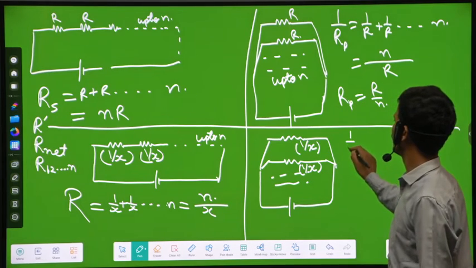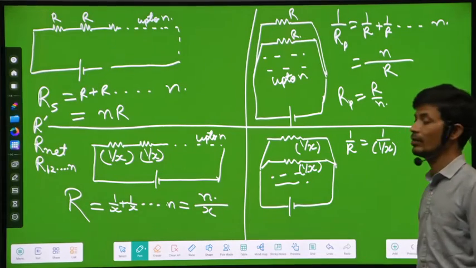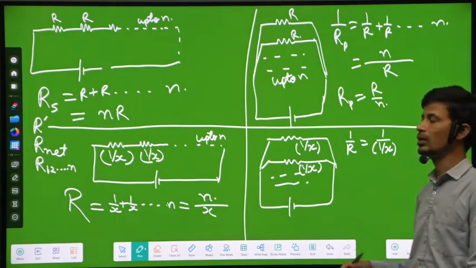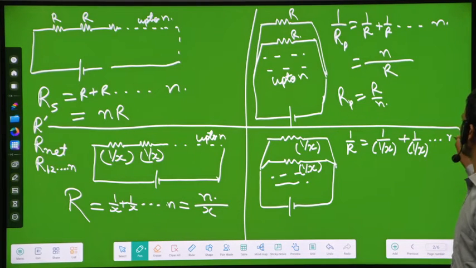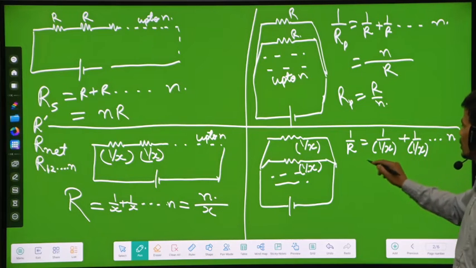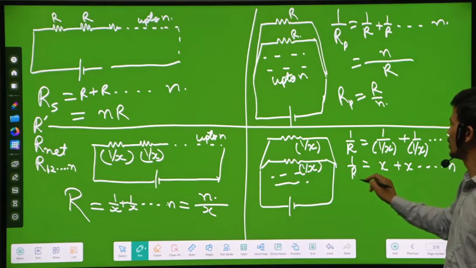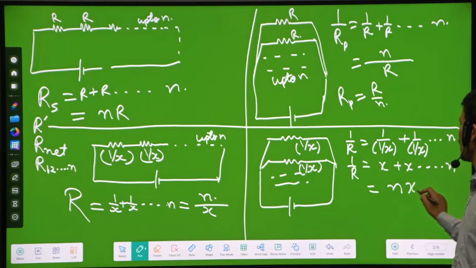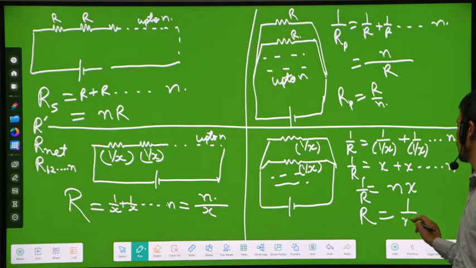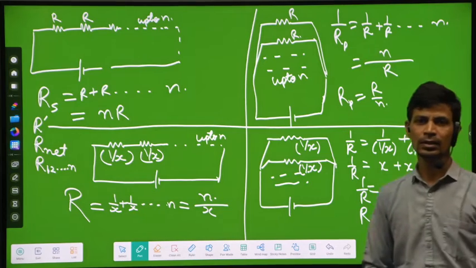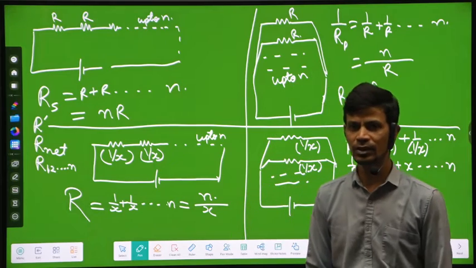But in parallel, 1 upon r is equal to 1 upon 1/x plus 1/x up to n. Be careful about this. Already the value is 1 upon, so it will be x plus x up to n. How easy it is. It is nx. So 1 upon r is nx, so r will be 1 upon nx. So that was also an amazing question.